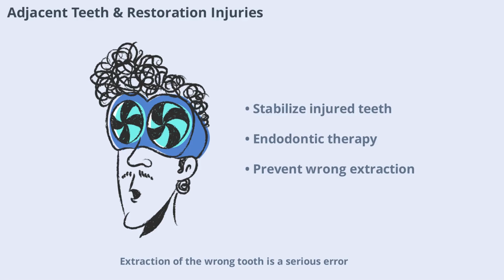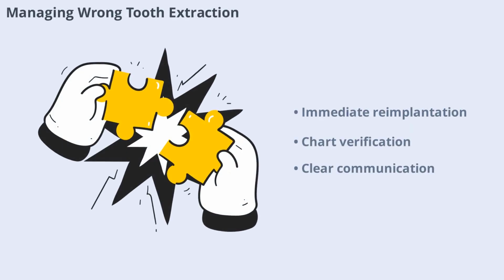Extraction of the wrong tooth is a serious error, often caused by carelessness or poor communication, particularly in orthodontic referrals. Always check charts, mark teeth with indelible pencils, and inform the orthodontist and patient immediately if a mistake occurs. Extracting the wrong tooth is a preventable complication.